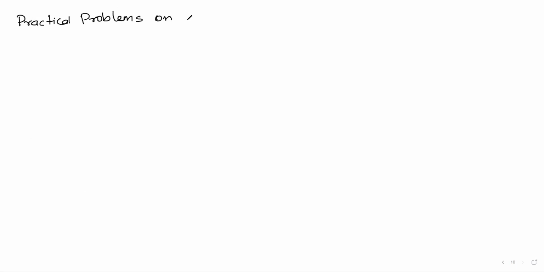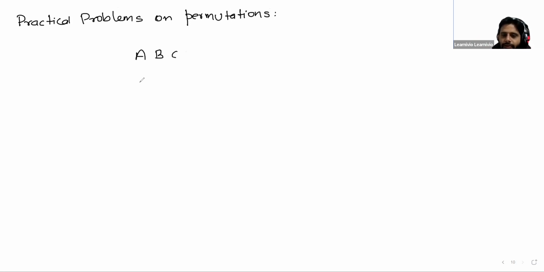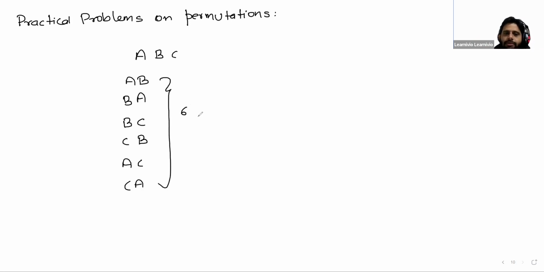These are the same type of problems which we have done earlier. The difference is earlier we did it by the direct method, and now we will use the formula of permutation. Okay. So suppose we have three alphabets A, B, C. Now with two alphabets, we will form a word. So what can the options be? We can use AB, BA, BC, CB, AC, and CA. Okay, so the total words that can be formed are 6.